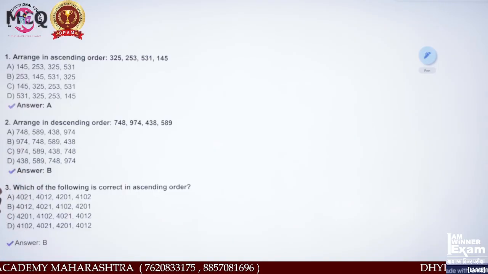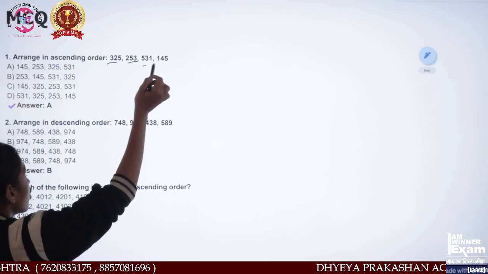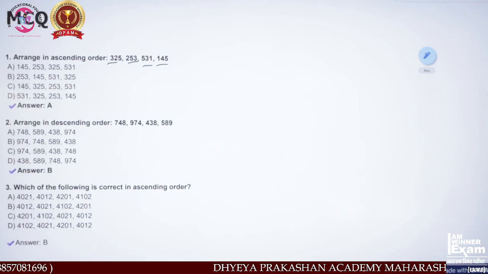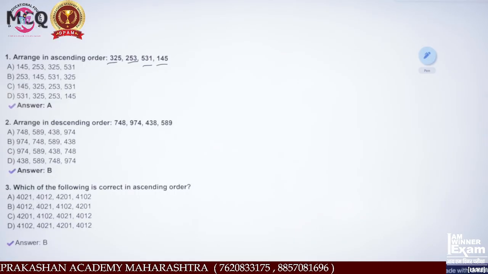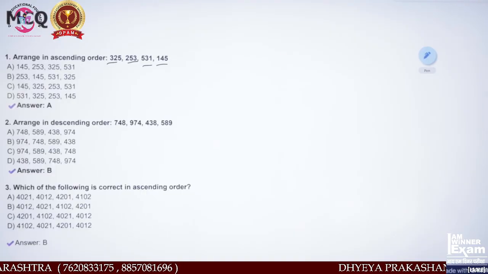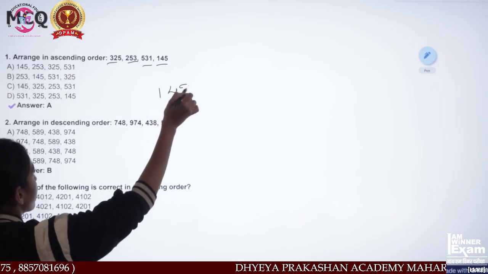First look at all these four numbers. Can you tell me which number is the smallest among these? Which number comes first? Does 325 come first? Does 253 come first? Does 531 come first? Or does 145 come first? 145 comes first. Then write 145 first.